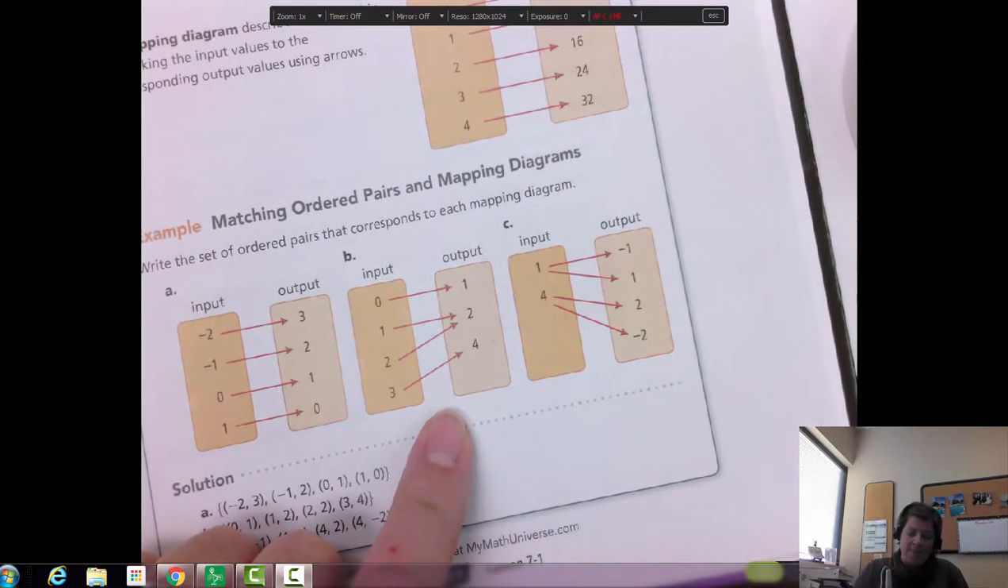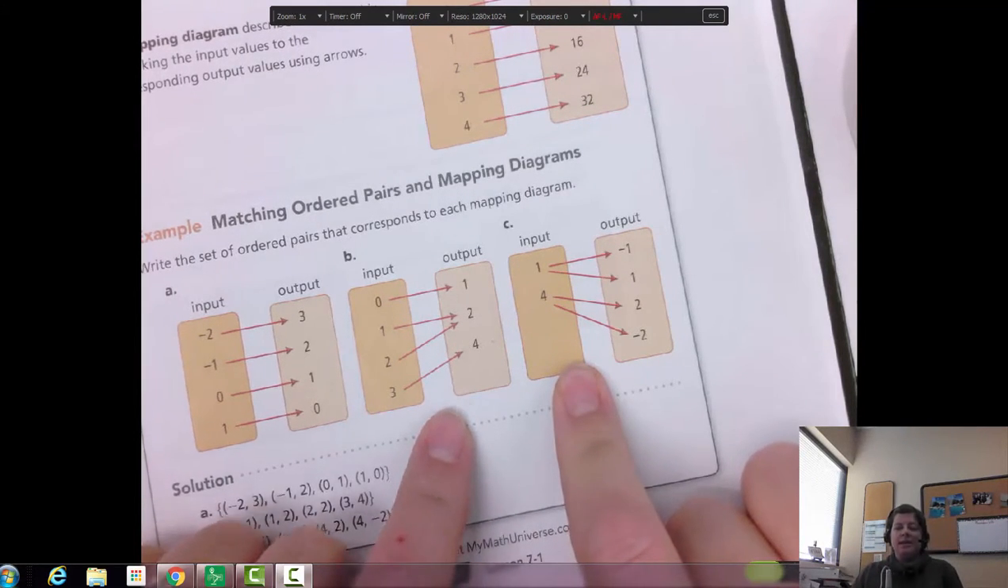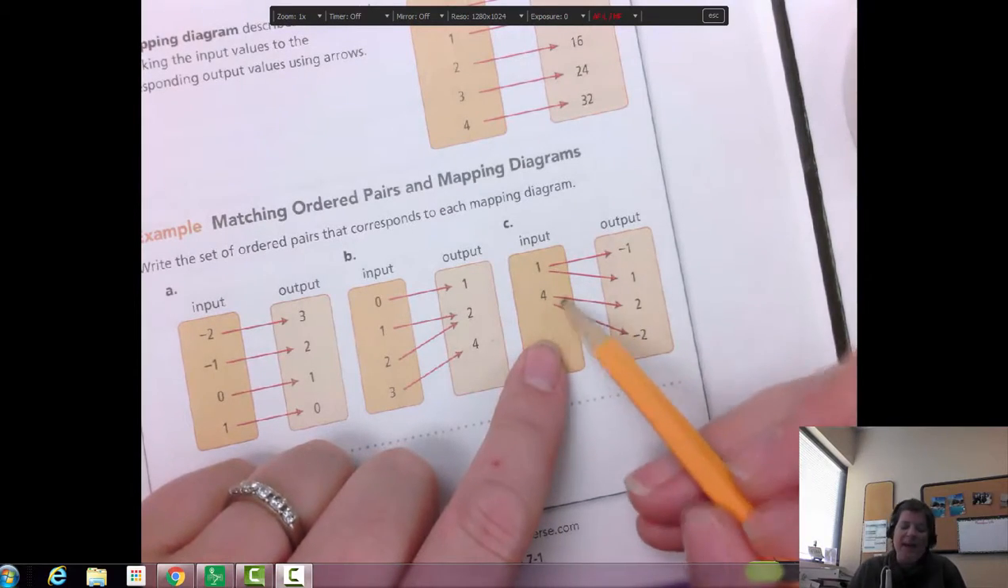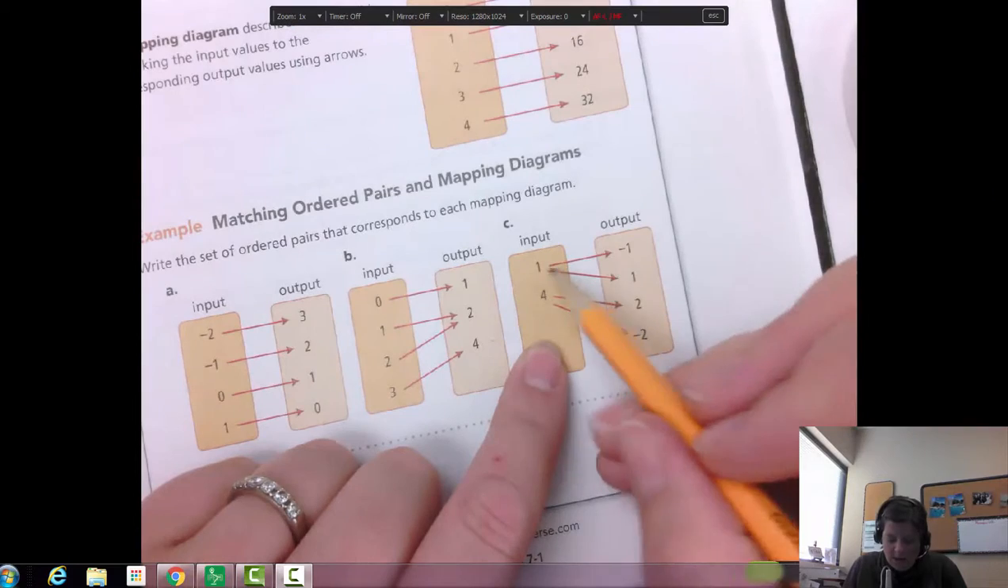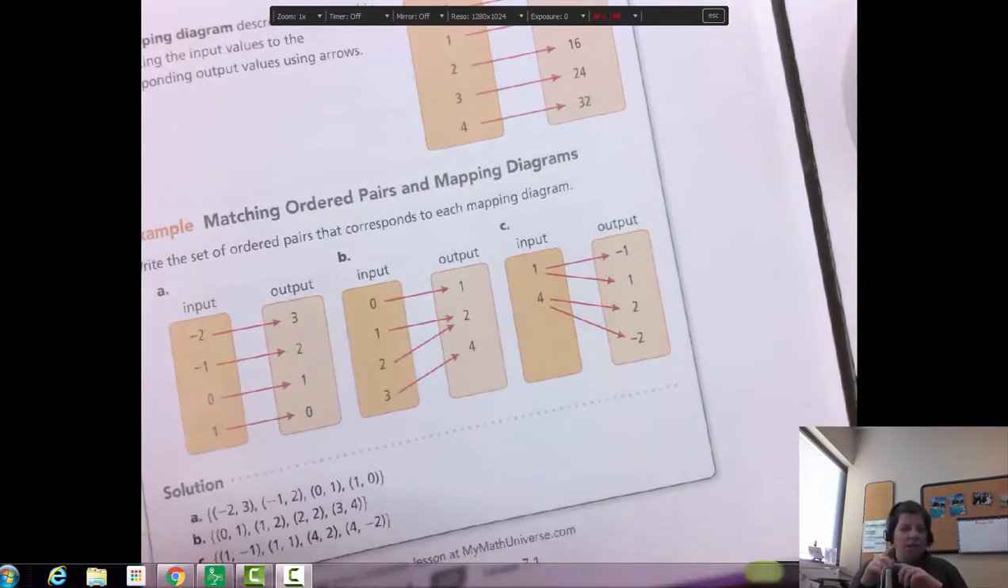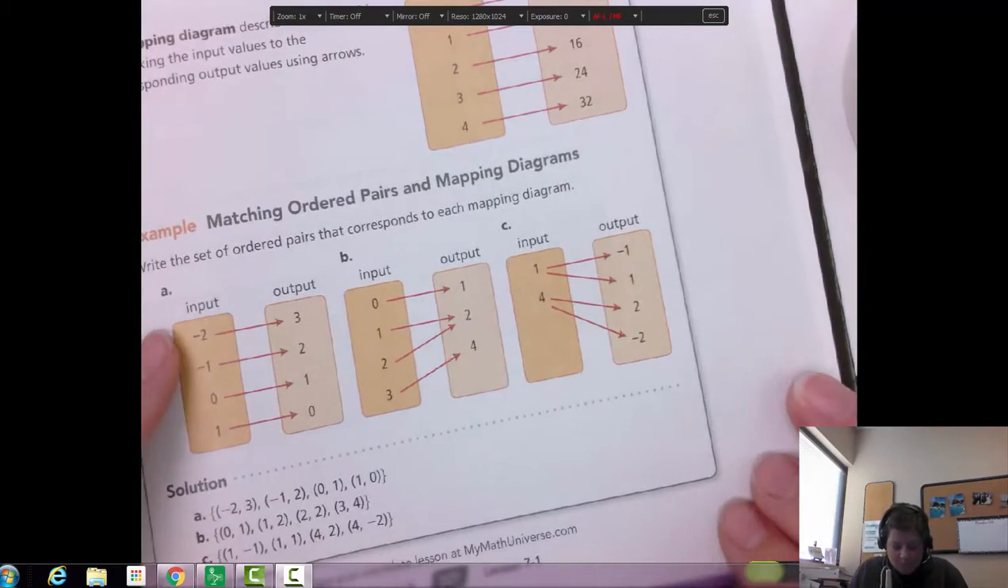Exactly one. Look at this one. Does each input have exactly one output? No. It has 2 lines here and 2 lines here. Not a function.